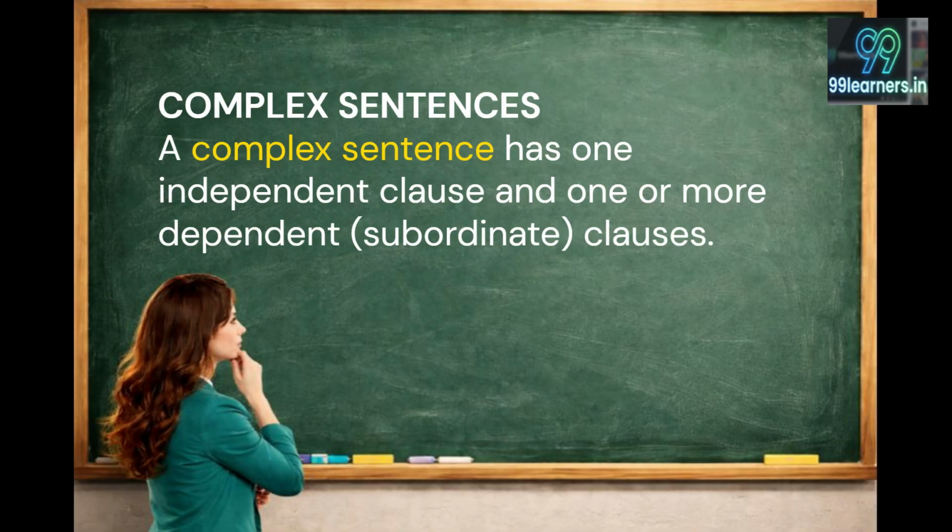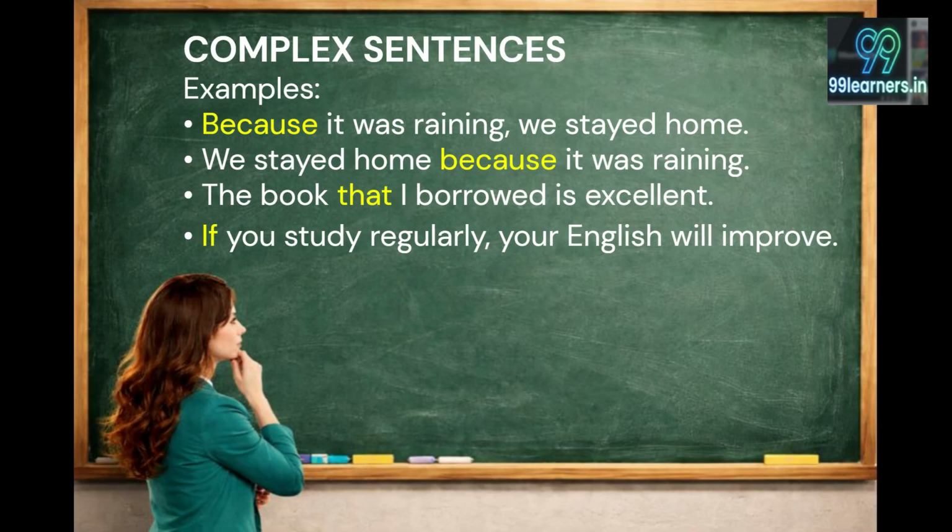Common subordinating words: because, although, since, if, when, while, after, before, and unless, though. Relative pronouns like who, which, that also introduce dependent clauses. Examples: "Because it was raining, we stayed home." Dependent clause: because it was raining, plus independent clause: we stayed home. "We stayed home because it was raining." Same clauses, order changed, no comma used below.